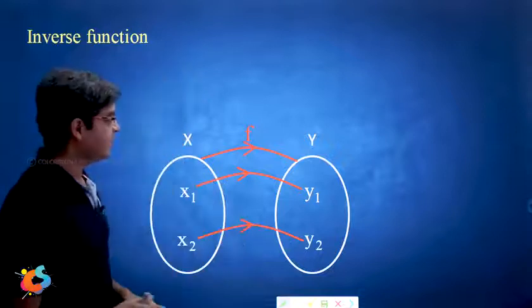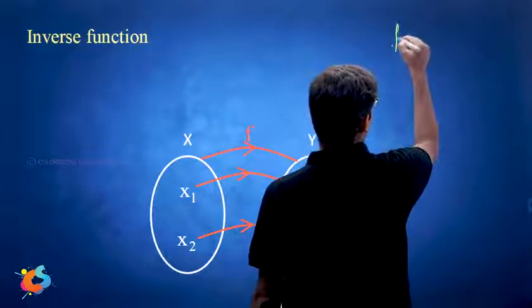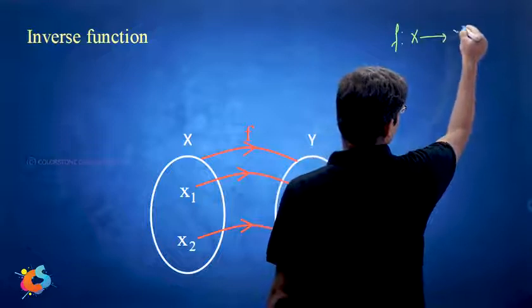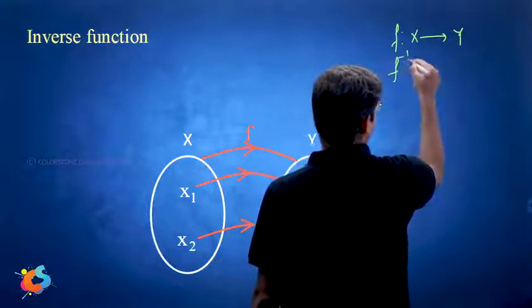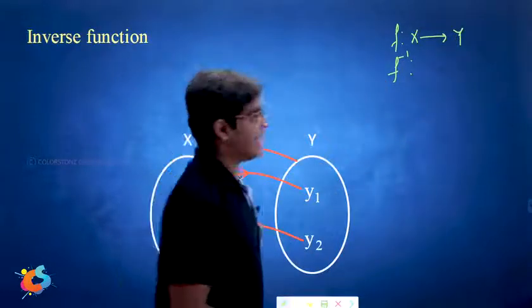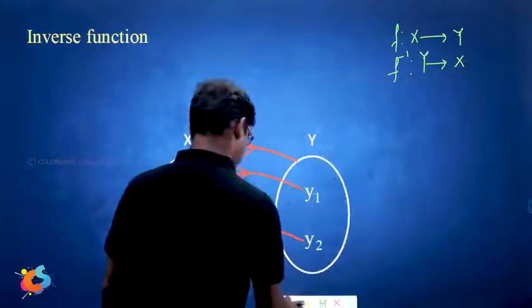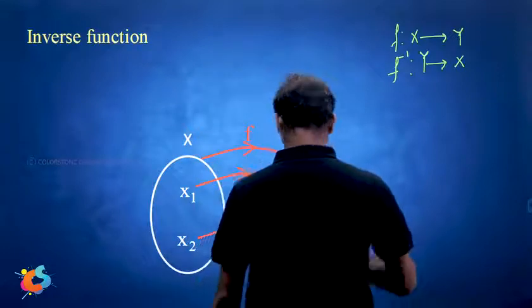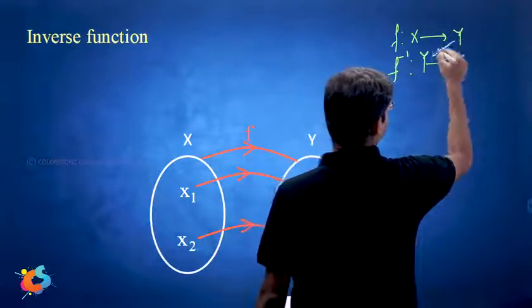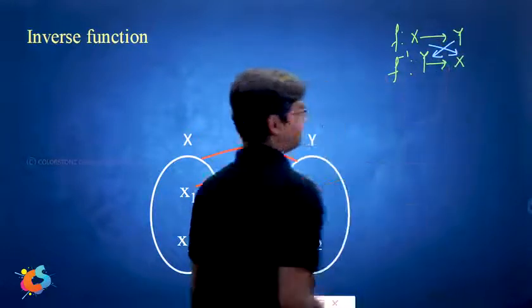Okay, so f is being mapped from x to y. So if you are talking about inverse function, then that will map from y to x. So what is happening here? We are interchanging the domain and the codomain.